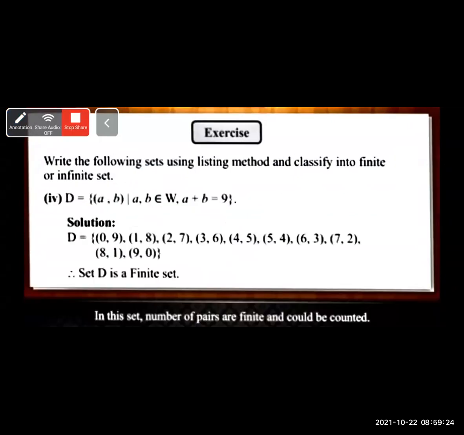Question number 4 on page number 5. This is a solved example. D is equal to the set of all ordered pairs (a, b) such that a, b belongs to whole number. And the second condition is given: a plus b is equal to 9. Here the solution is, you have to make the ordered pairs: (0, 9), (1, 8), that way you have to make the ordered pairs.